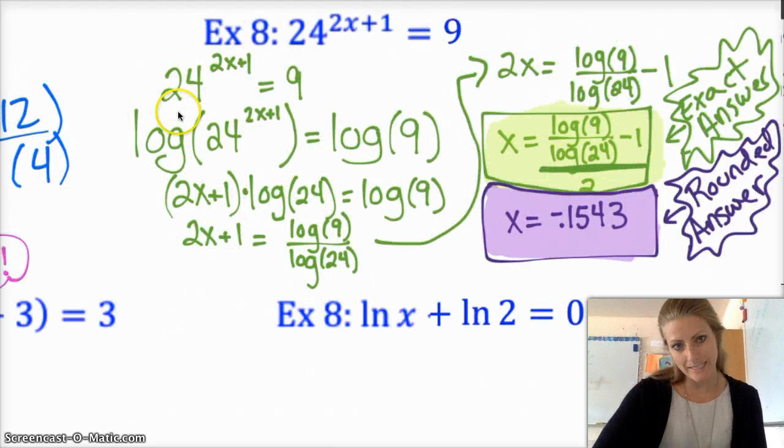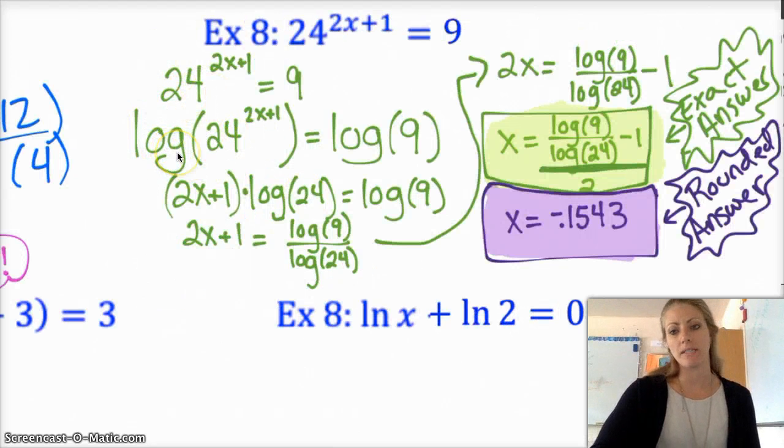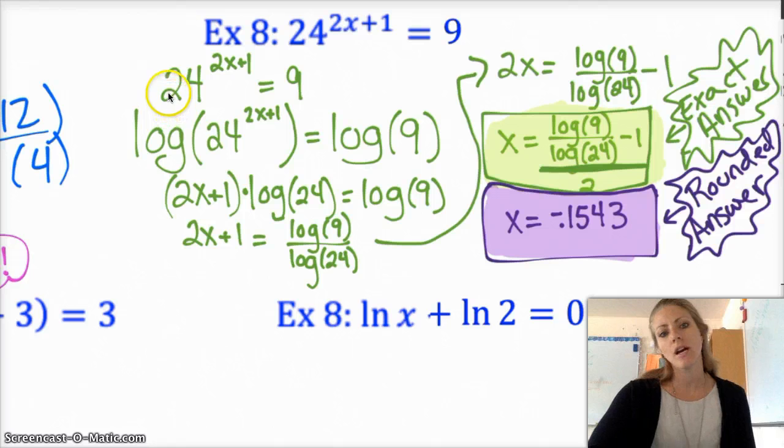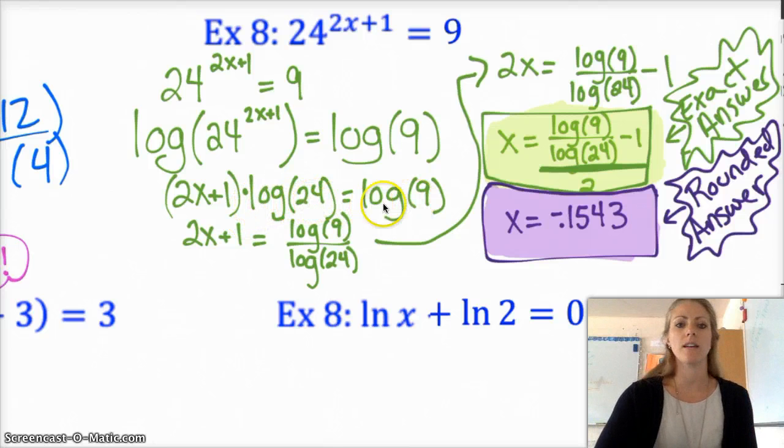Okay, so here's example 8. It's a little nasty, but I did log base 10, the common log this time, just to show you that it works no matter what base you use. So I took log base 10 of both sides. Then I took the exponent out. 2x plus 1 times log of 24 equals log of 9. Log of 24 is just a number. This is multiplication, so we have to divide by log of 24. So I get 2x plus 1 equals log of 9 over log of 24. Subtract 1 to the other side, and then divide both sides by 2. So this green answer is the exact answer, and the purple answer is the rounded answer that you would get if you plugged it into your calculator.